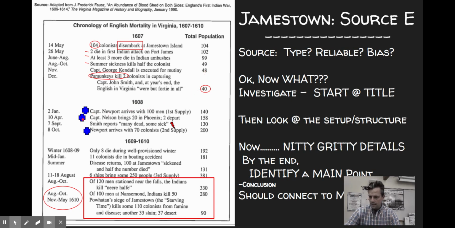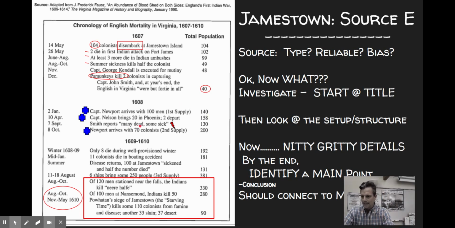Hey, look, there's a blue plus sign. We're starting the year January 2nd. We get 100 new people, so we're back up to 140. We can do this. We can survive. Now it's going to say Captain Nelson brings 20 in the Phoenix. The Phoenix is just the name of a ship, like Bird rises from the ashes, cool name, just a ship. So now our population's back up to, 2 people died, or two left, 2 went back home.